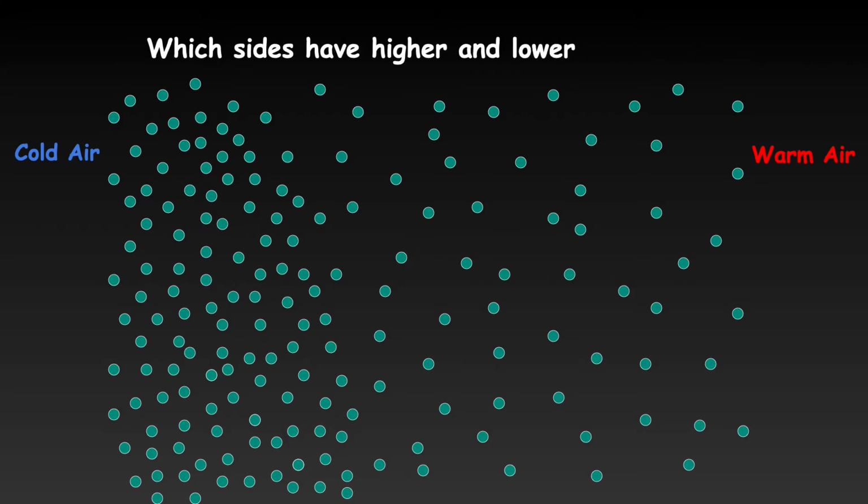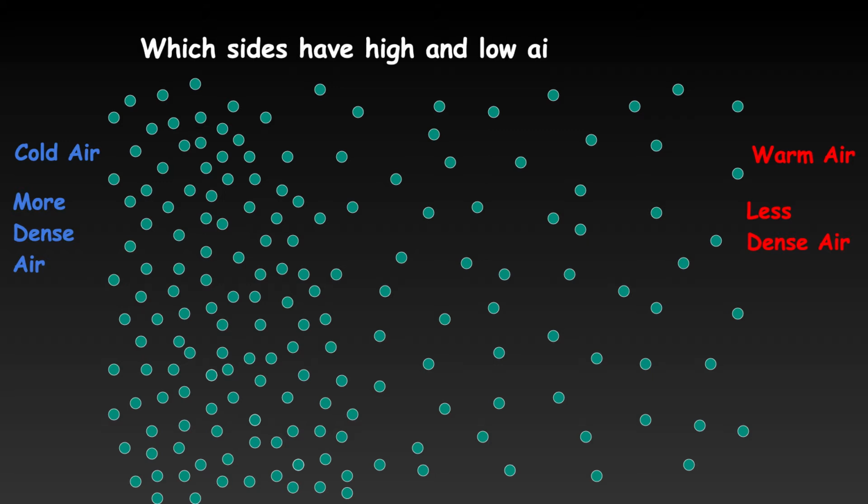Next question. Which sides have a higher and lower density of gas molecules? So again, you're just looking at the distribution of the gas molecules themselves, which side is higher and which side is lower density. If you had the more dense side on the left and the lower density or less dense side on the right, you would be correct. Again, think about what the definition of density is. Density is just describing how closely packed molecules are. So the more molecules in a certain area or certain volume, the higher the density.